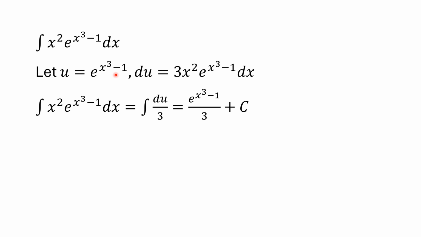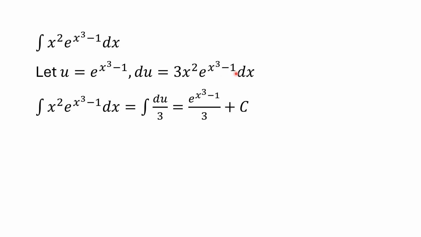Finding u is not a forced issue, so we can't force u. Sometimes we have more than one that will work. I chose to let u be e to the x cubed minus 1. The derivative of that, d, is 3x squared e to the x cubed minus 1. So it would be e to something is e to something.